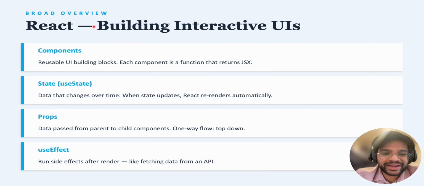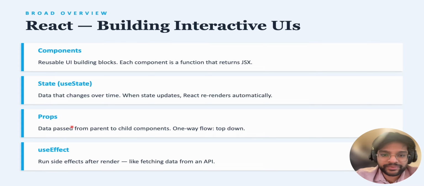The other key components of React would be, we can first talk about state. We use the useState hook. State is data that can change over time. And when the state changes, React automatically re-renders the components to reflect the new data. This, you could say, is React's superpower. We can change the data and the UI updates automatically.